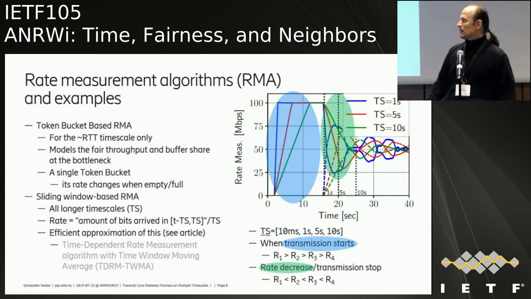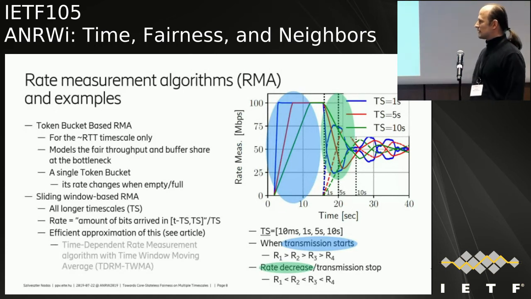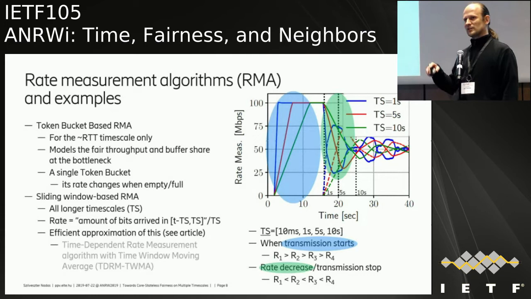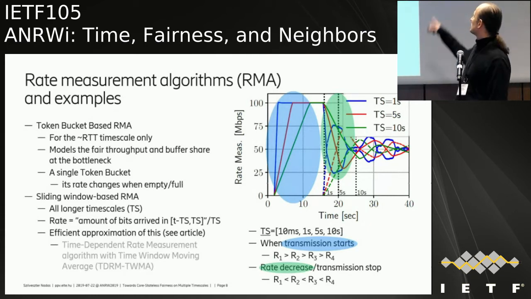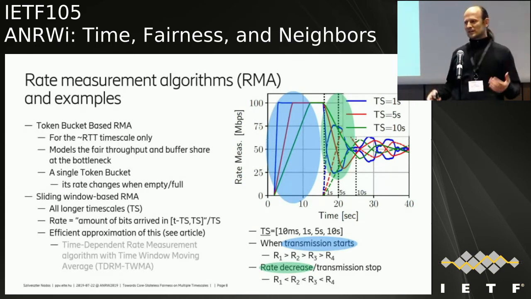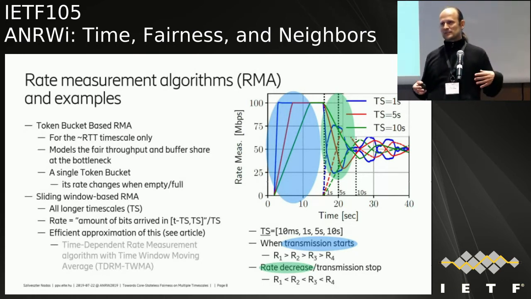And the interesting thing about these rate measurement algorithms, if you think about them, is that if you order the timescales increasing, when the transmission starts, the bit rate on the smallest timescale is always larger than the bit rate on the next timescale, and so on. You can see an example there, like timescale 1 sec, 5 sec, 10 sec. First, the 1 second rate measurement reaches the maximum throughput, then the 5 second, then the 10 seconds, and it's vice versa when the rate decreases or the transmission stops. So for new flows arriving to the system, they will have pretty big bit rate measurements on low timescales, but they will still have moderate rate measurements on longer timescales.